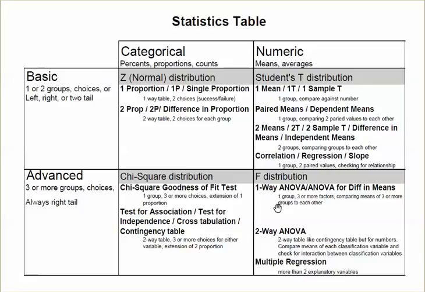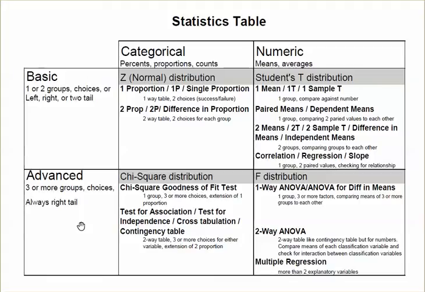Also, something that's really nice is that this goes through and shows you what we're going to be covering. Right now, this week, we're doing one proportion, the single proportion. This is what we're learning about this week. So it's categorical and basic. Next week, we're going to cover the two proportion, difference in proportions, and also the chi-square goodness of fit. So basically, we're going to cover all of the categorical data side, both basic and advanced, in the next two weeks. Don't freak out though, I promise it won't be bad.